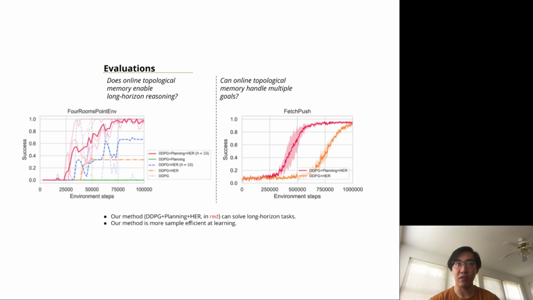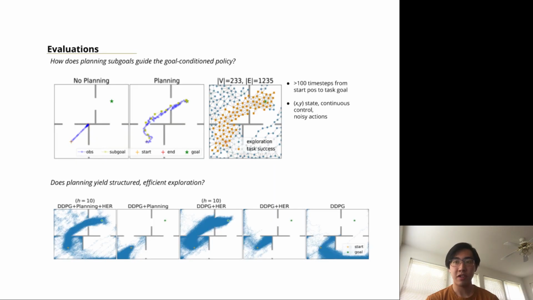So our method is plotted as the red line, and these results show that our method can solve this long horizon goal-reaching task and is more sample efficient at learning than the RL baselines. We also conduct further analysis on the 4 rooms point M results.